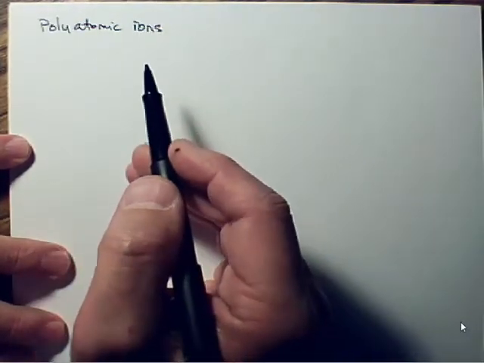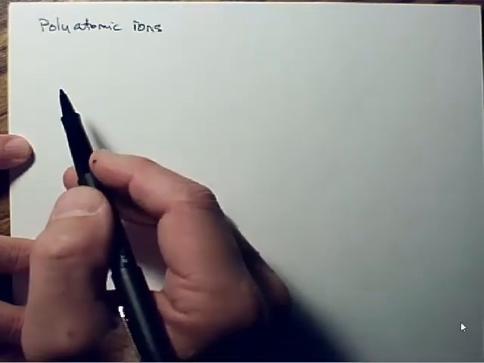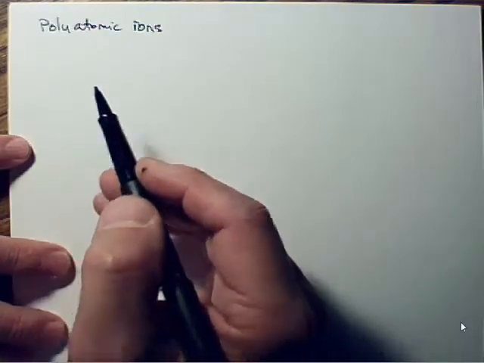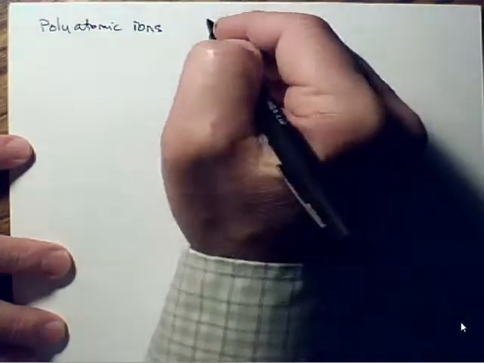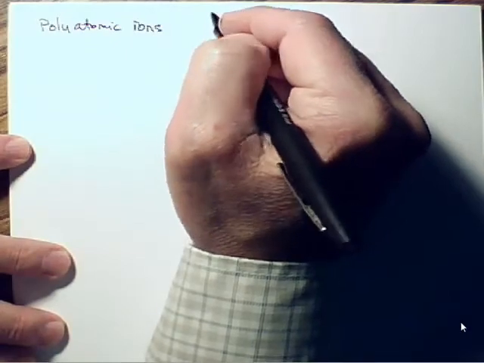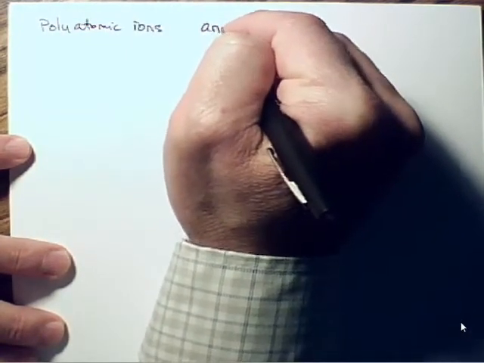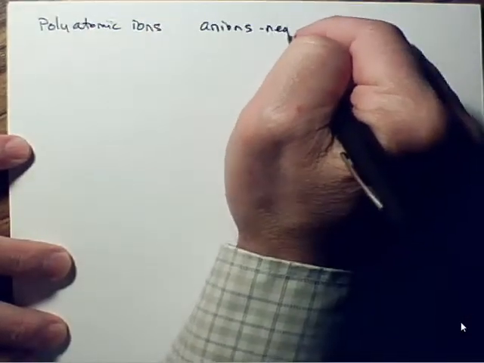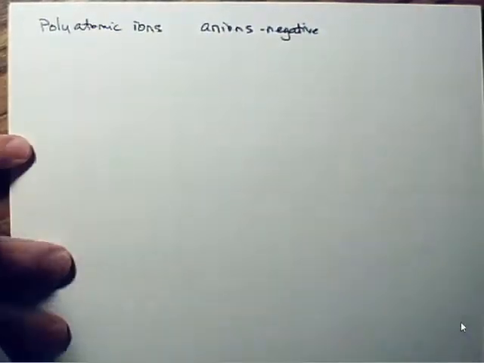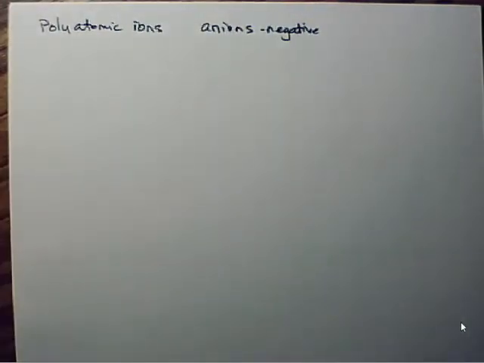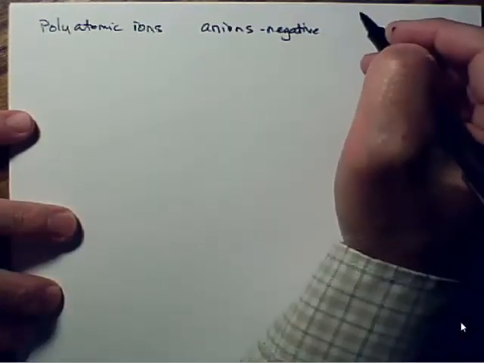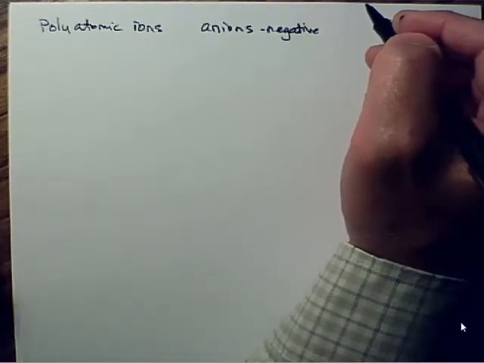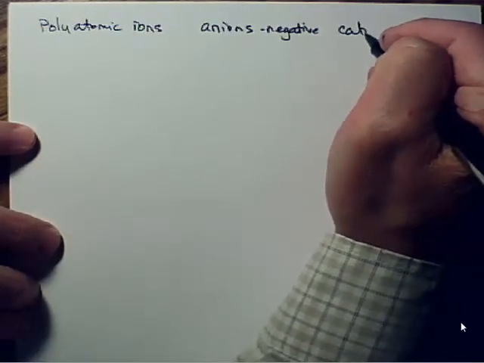Monoatomic ions, to review, are atoms that either have gained electrons, so they become negative by gaining electrons, or they've lost electrons and become positive. Ions that have extra electrons are negative, and they're called anions. Anions are negative. If they've lost electrons, they don't have enough electrons to balance out the number of protons, that's called a cation. They're positive.